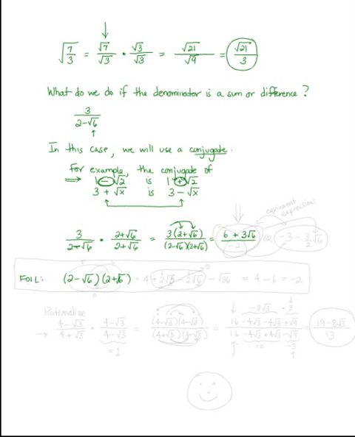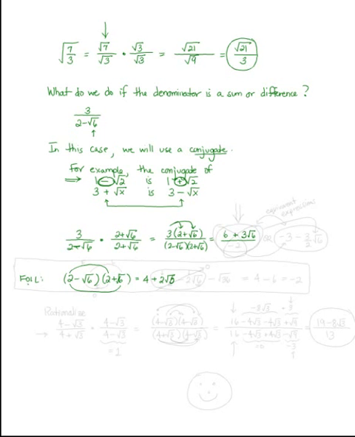The F in FOIL stands for the first term times the first term. So 2 times 2 is 4. The O stands for outside term times outside term. So 2 times a positive square root of 6 is plus 2 square roots of 6.